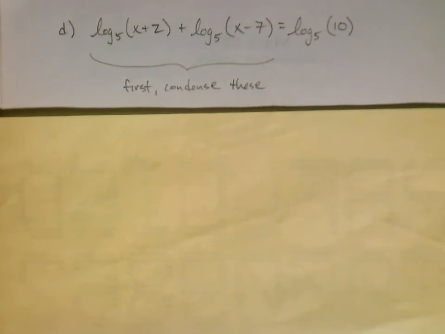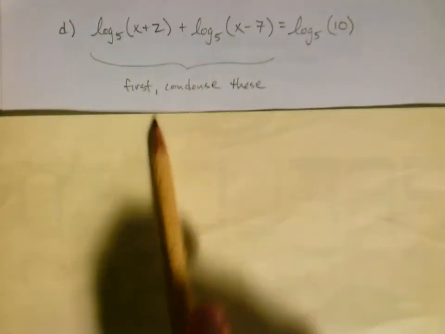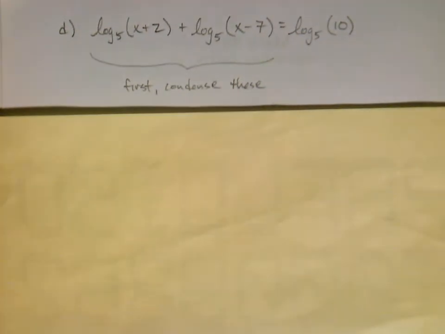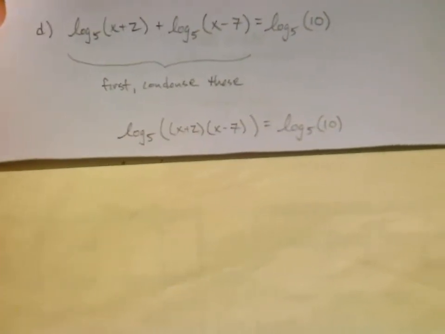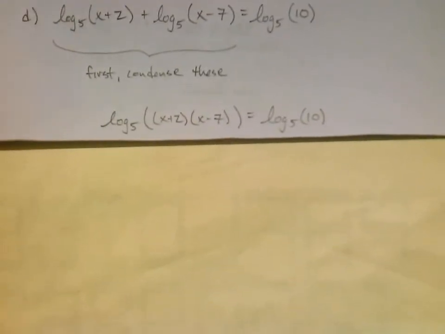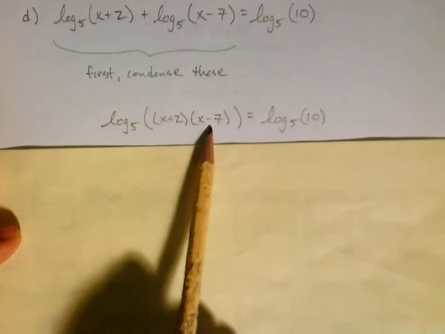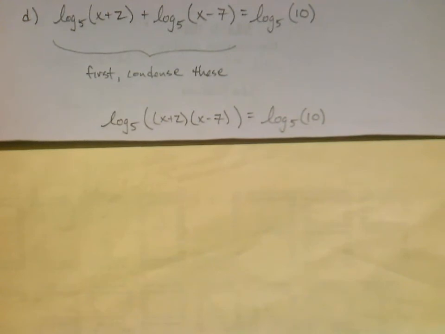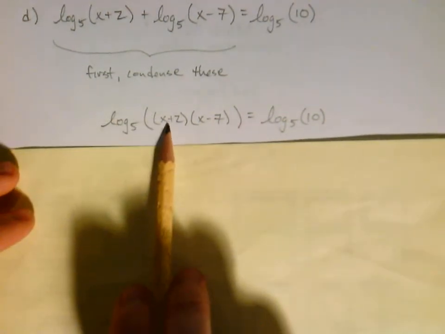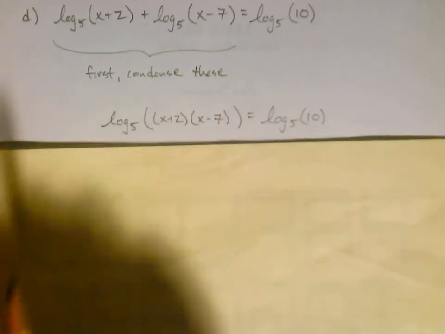So if you remember that property of condensing logs when you're adding them, we can write this as a single logarithm with base 5 if we multiply the 2 arguments. So this is what it would look like here. A single log base 5, x plus 2 multiplying with x minus 7, and then we're just copying that right side. Now I've written it this way, but what do we need to do now? We need to FOIL all of that to multiply them.